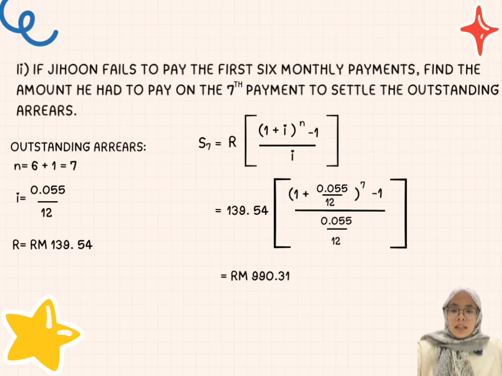Now we must apply it into the formula. 139 ringgit 54 cent ((1 plus 0.055 over 12) into power 7 minus 1) and divide into 0.055 over 12. And the final answer is 990 ringgit 31 cent.